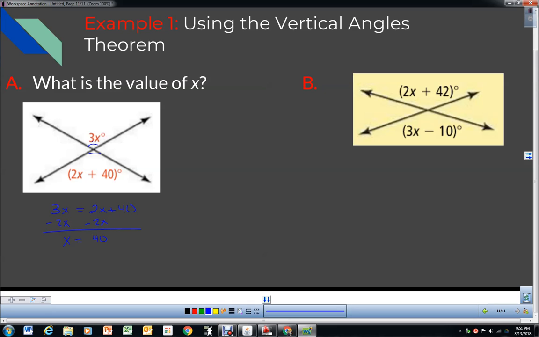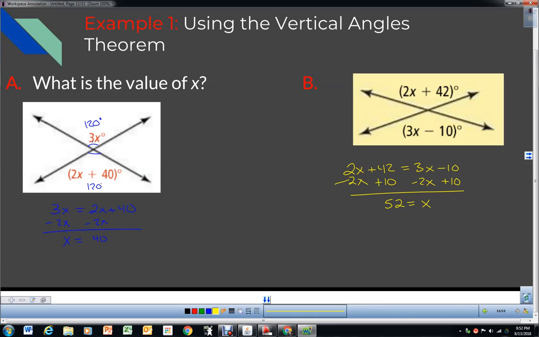Had they asked what the angle was, you plug it back in, and this angle would be 3 times 40, which is 120. That's going to be 80. 80 plus 40 is 120. So you can just double check to show that they are correct. So find the value of x for part B. Pause the video, come back and finish it when you're done.